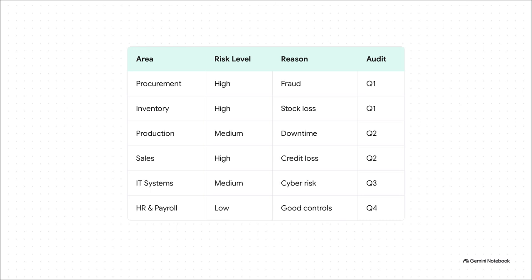And this brilliantly illustrates how risk definitively dictates scheduling. Just look at the areas with a high risk level here, like procurement and inventory management. Because of the immediate risk of things like fraud, vendor collusion, or stock loss, those critical audits are front-loaded right into Q1. Moving down the table, medium risks like production downtime or IT cybersecurity access issues, those are safely scheduled for Q2 and Q3. Finally, lower risk areas that already have good existing controls, like HR and payroll, just get pushed out to Q4. The pattern is incredibly clear here. The highest severity risks absolutely command the earliest and most immediate attention.